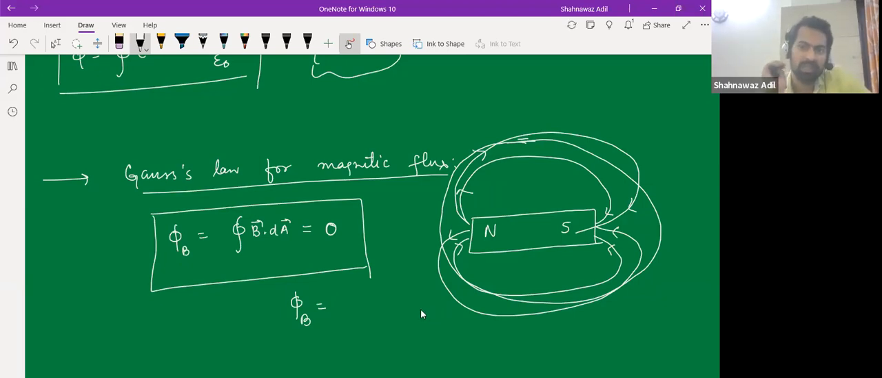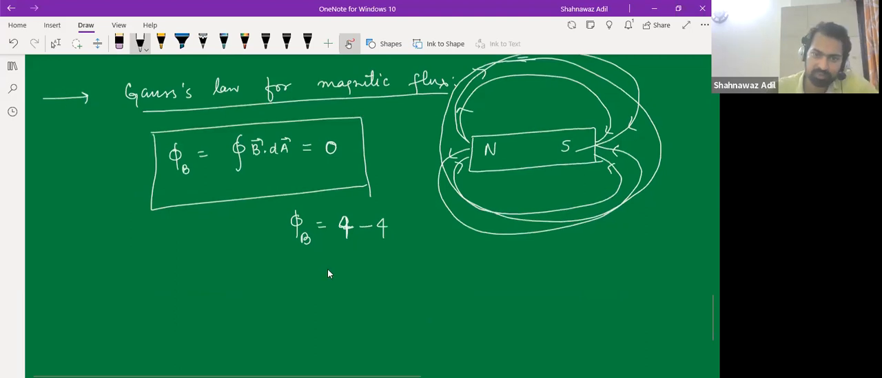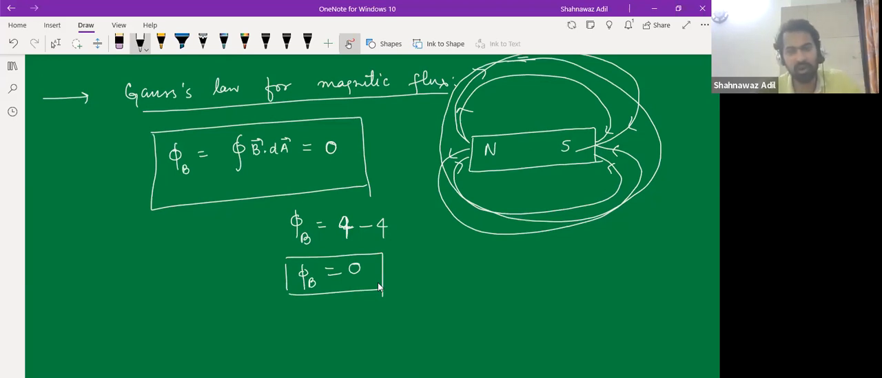Always remember that outgoing is 1, incoming is -1. So you have 1, 2, right? Not 2, but 1, 2, 3, 4. 4 outgoing and then 4 incoming. So how much is that? Whatever the number of field lines in a magnet goes outward in a closed surface, it always comes back.